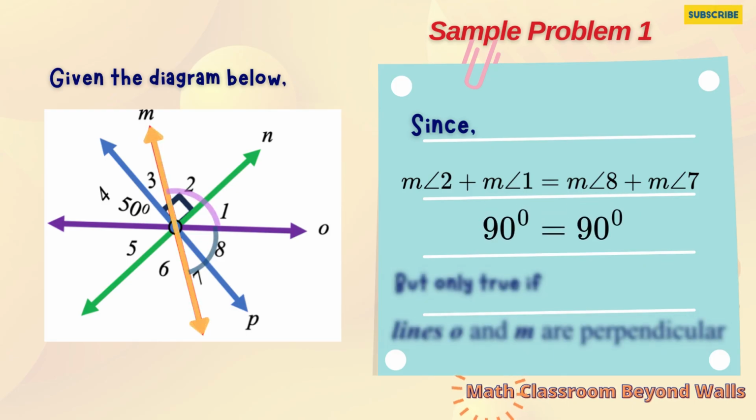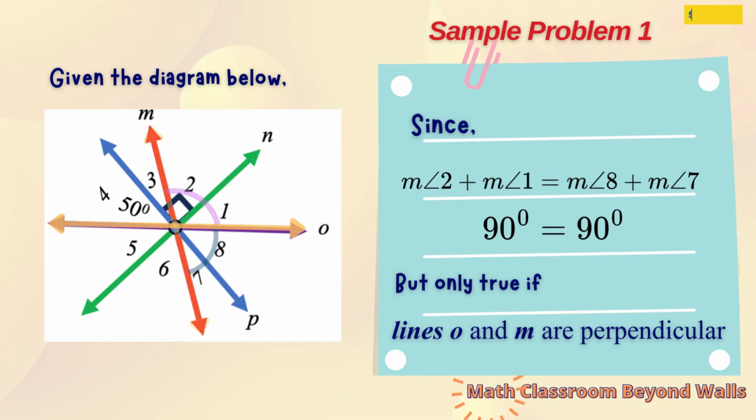This would imply that lines O and M are perpendicular. Are these lines perpendicular in our diagram? Okay, so they are not. We do not see a box or any sign telling us that these two lines are perpendicular. Did you get it, learners?